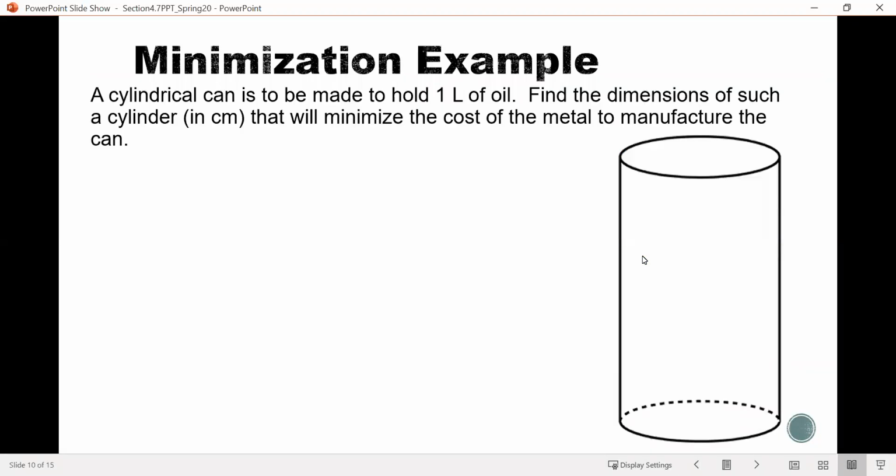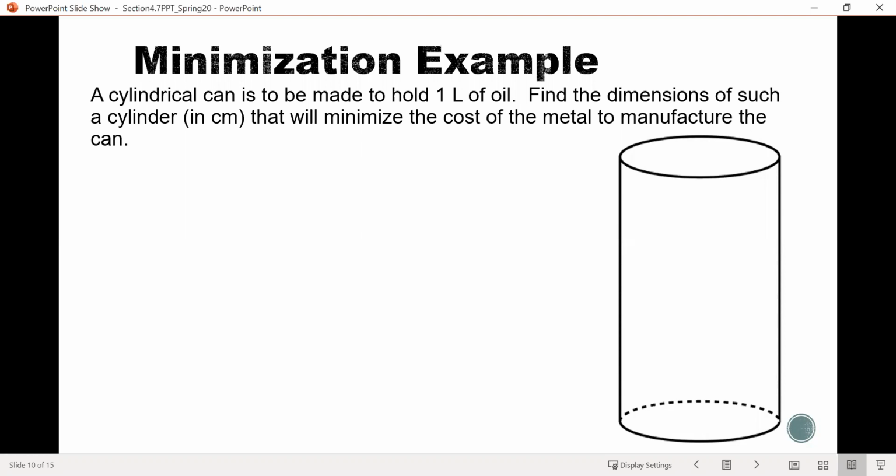All right, so let's look at an example of minimization. Both of the other ones we looked at were maximization problems, so let's do a minimization one. We've got a cylindrical can that's going to be made to hold 1 liter of oil. And we have to find the dimensions of such a cylinder in centimeters that will minimize the cost of the metal to manufacture the can.